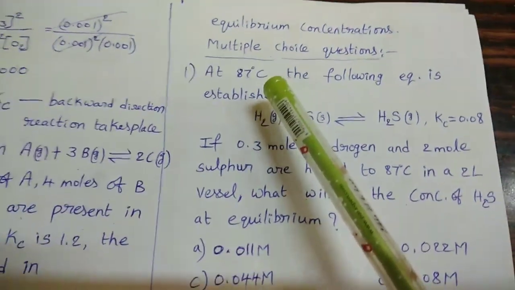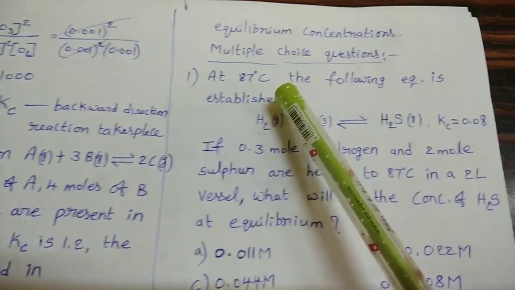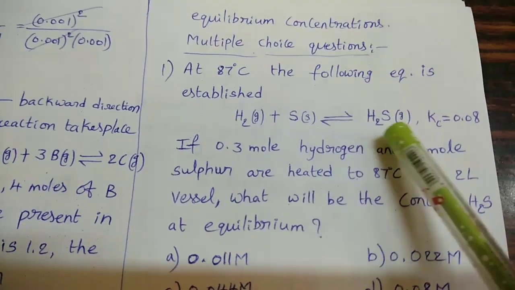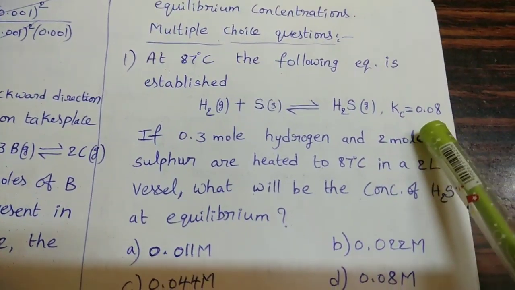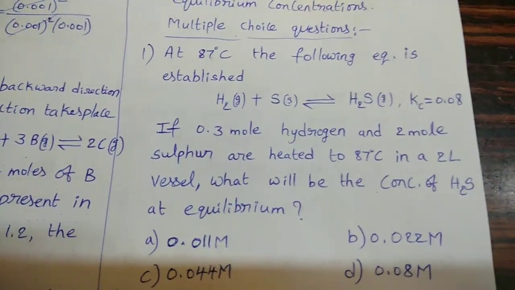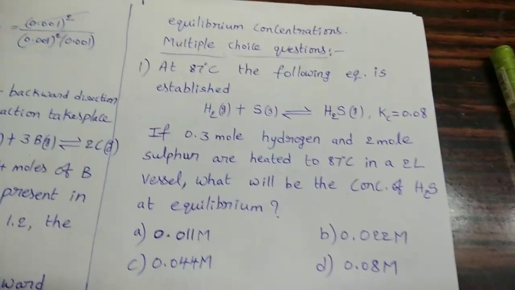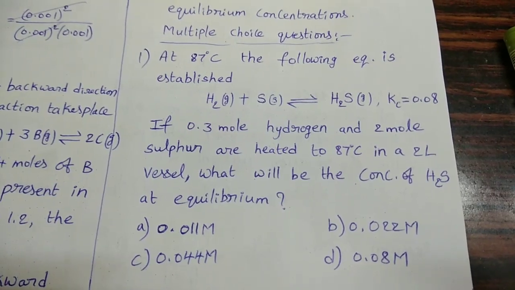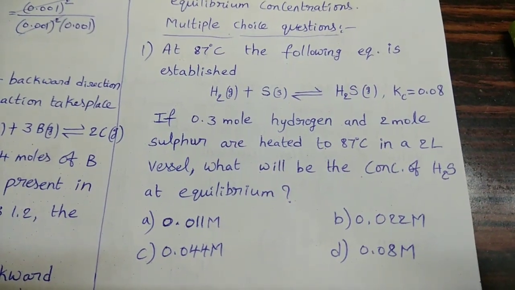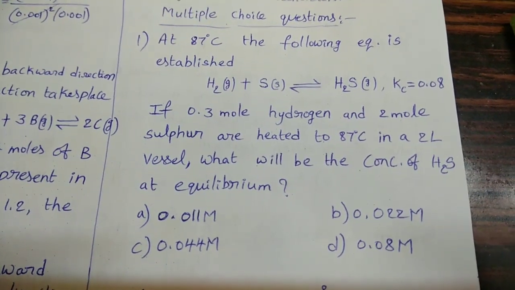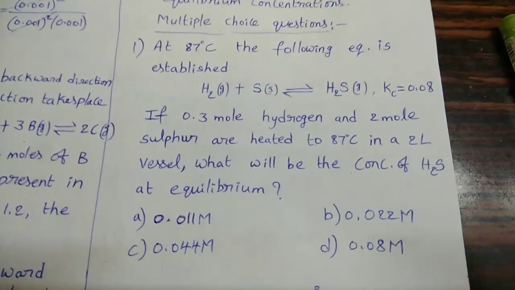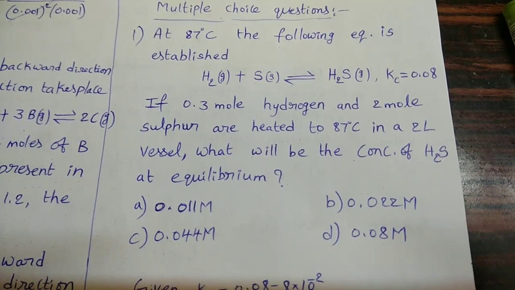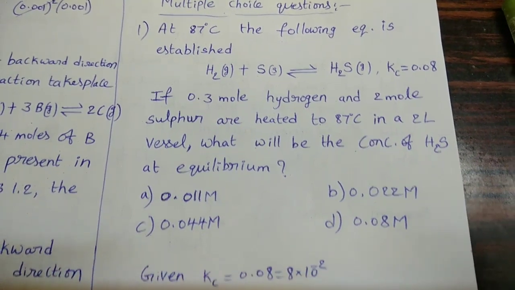At 87 degrees Celsius, the following equilibrium is established. H2 plus S gives rise to H2S. Kc, the equilibrium constant, is given. Kc equal to 0.08. If 0.3 moles of hydrogen and 2 moles of sulfur are heated at 87 degrees Celsius in a 2-liter vessel, what will be the concentration of H2S at equilibrium? So the product concentration at equilibrium we have to find out.